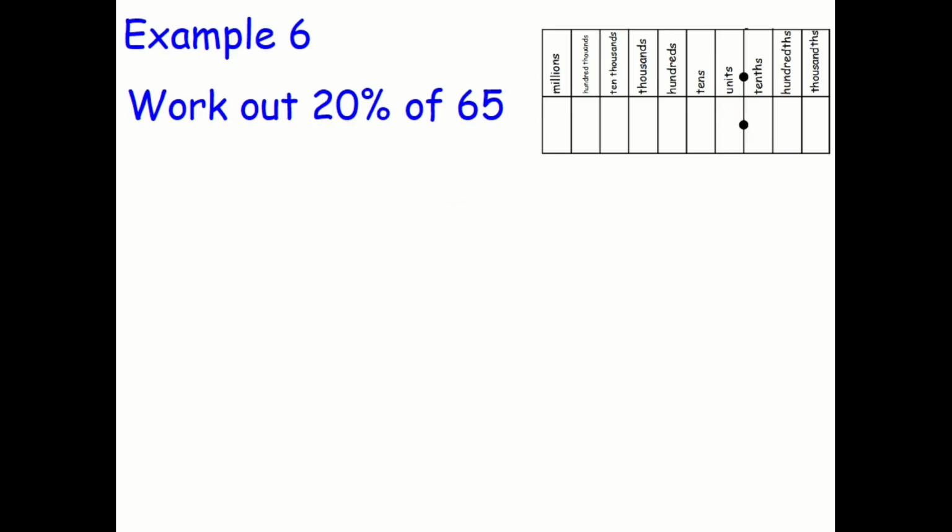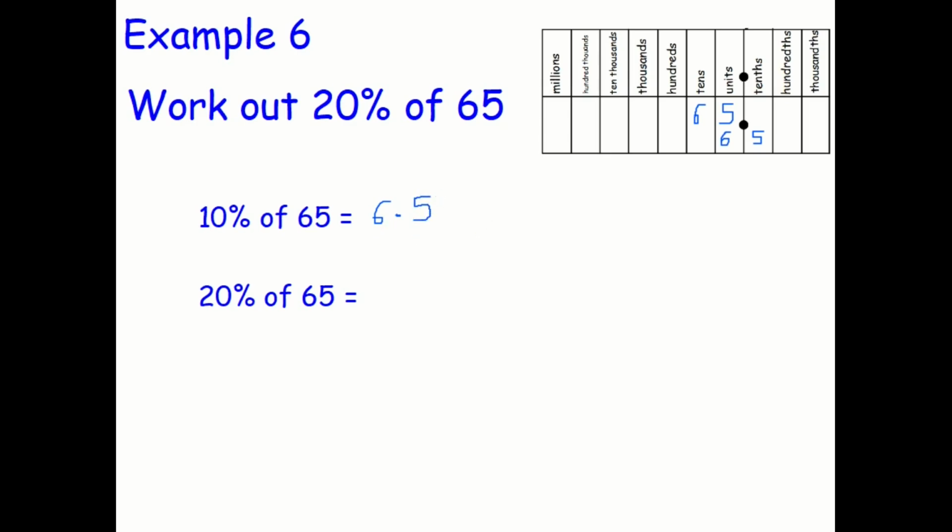Example 6. Work out 20% of 65. Okay, well, 20% is just double 10%. So if I can find out 10%, then I should be halfway there. So I encourage you to lay out your workings like this. Let's just work out what 10% of 65 is first. So you've got 65 here, and all digits jump one column to the right if you divide by 10, so that's going to become 6.5.